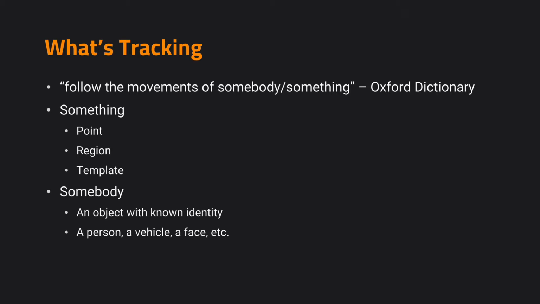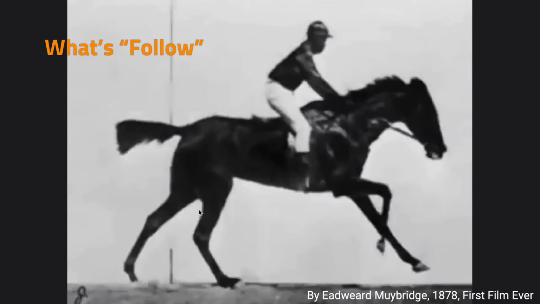The follow part is actually quite important in computer vision. And in computer vision, something usually means a point, a region, or a template. And somebody can mean an object with known identity. It means a person, a vehicle, or face, those things you have seen before and you want to find and track in a new video. Let's talk about follow first.